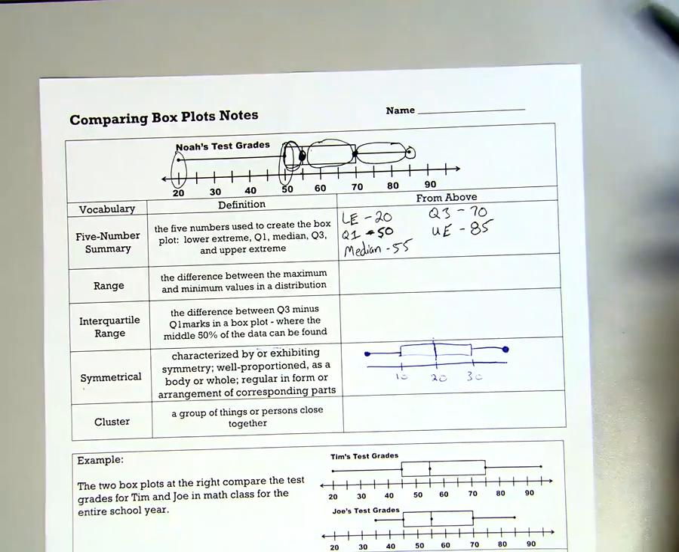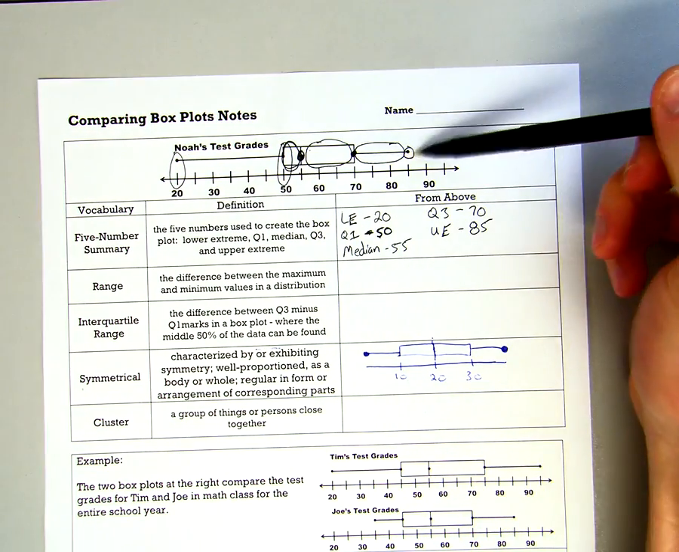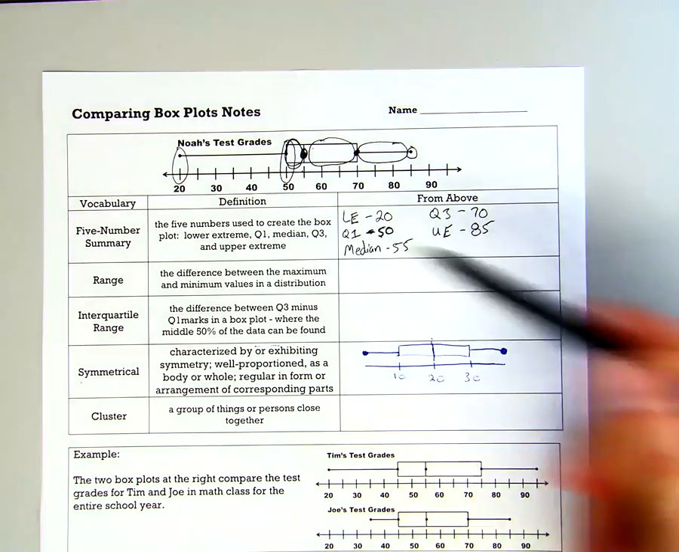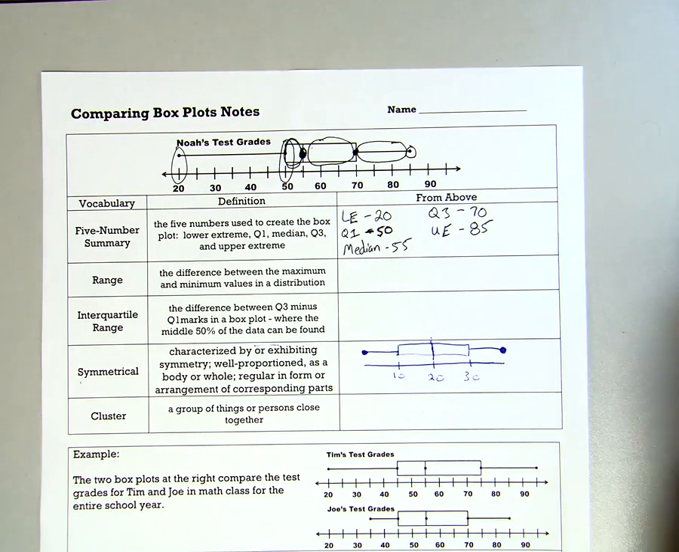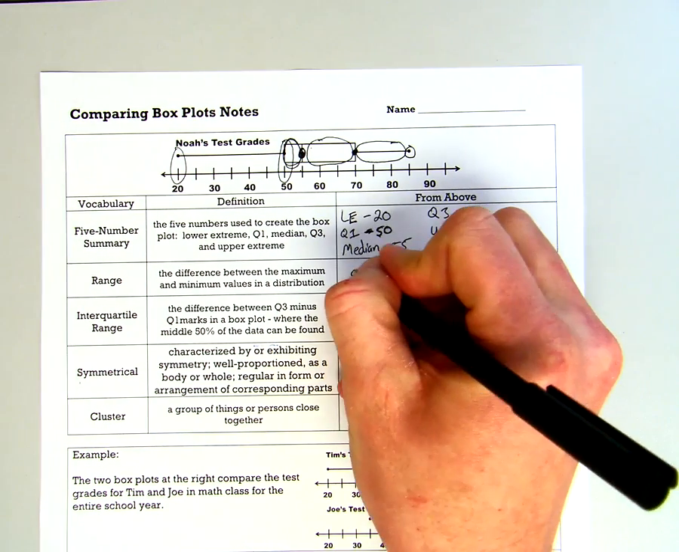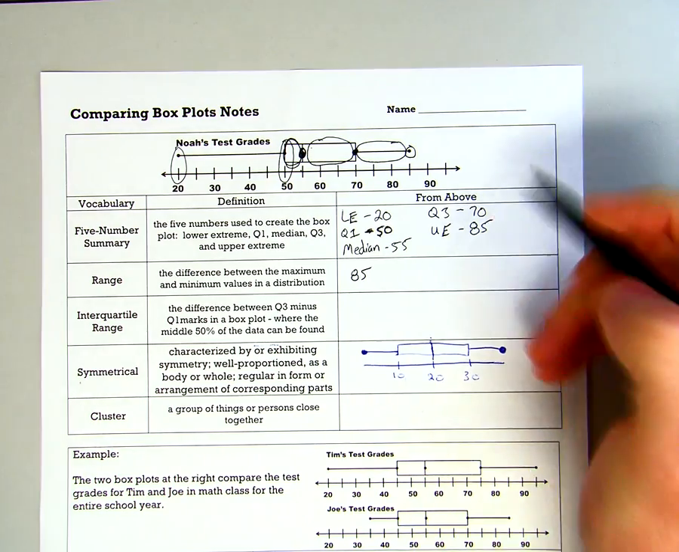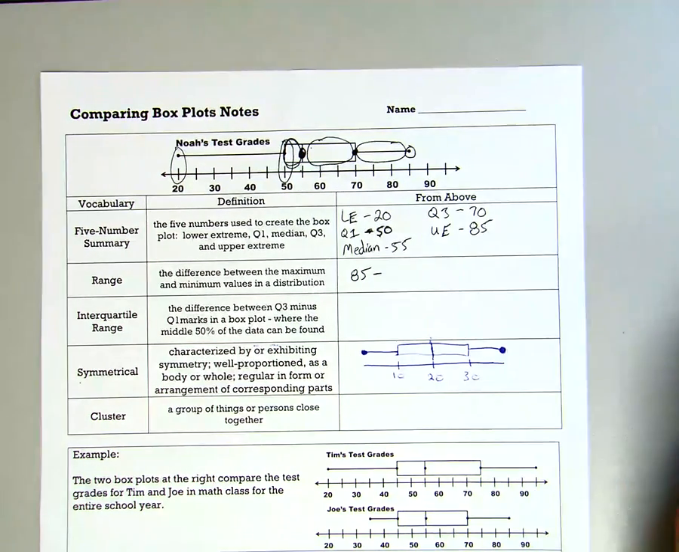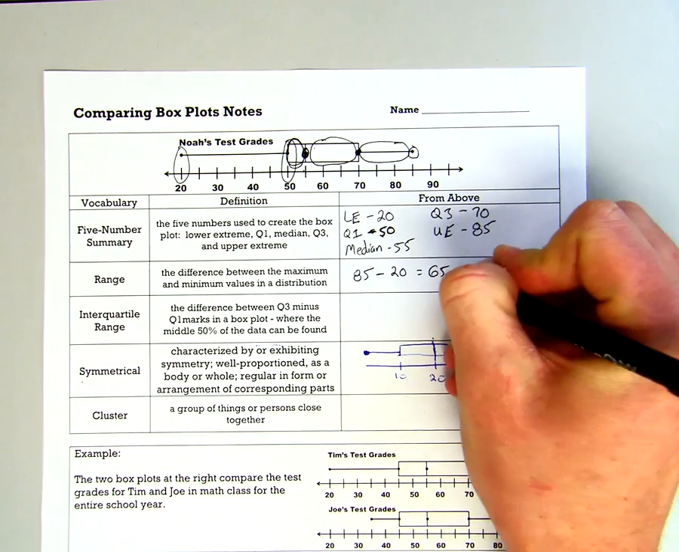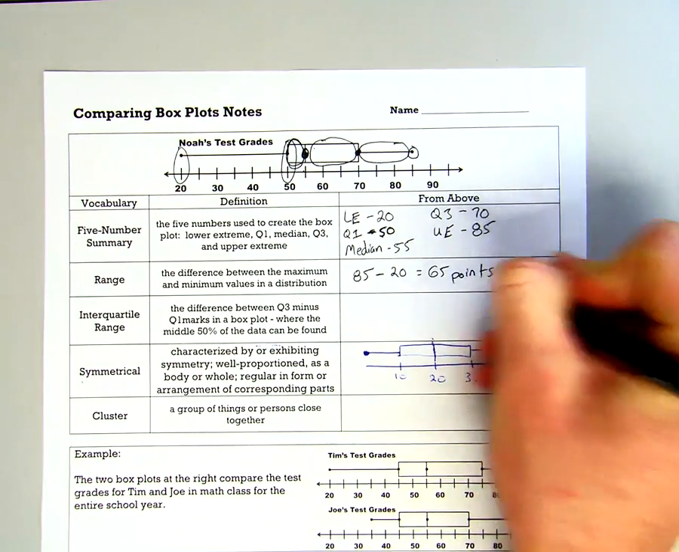So our box plot shows that it's going from a 20 to 85, which is exactly what my range is. It's the difference between the maximum and minimum values of the distribution. The maximum is 85, that's my upper extreme, and my minimum is my lower extreme, which is 20. So I have a range of 65 points.